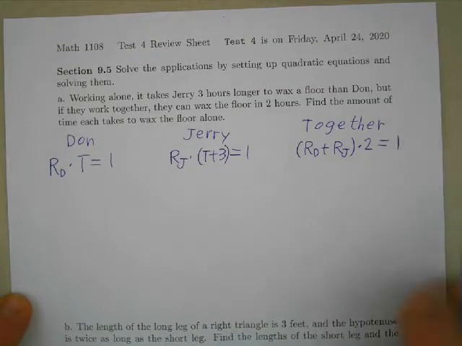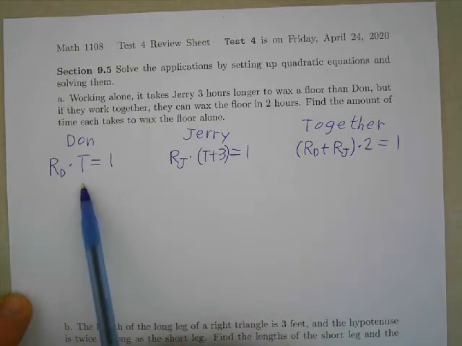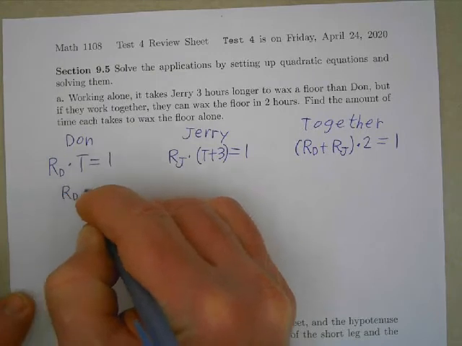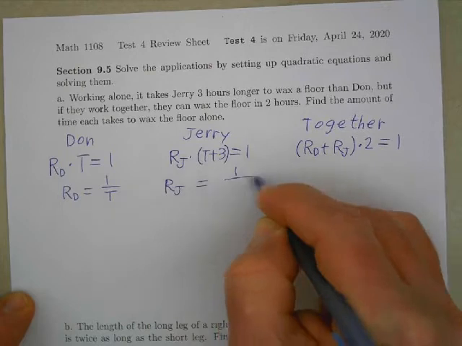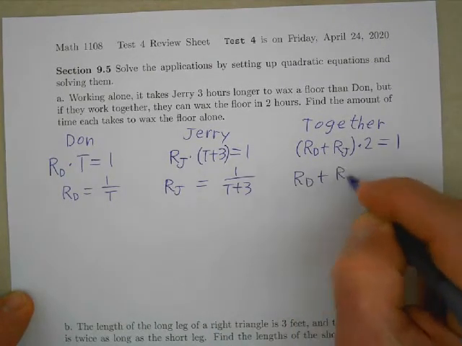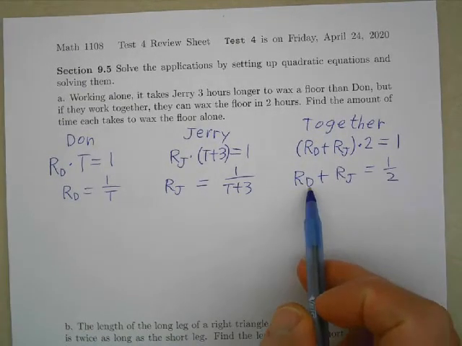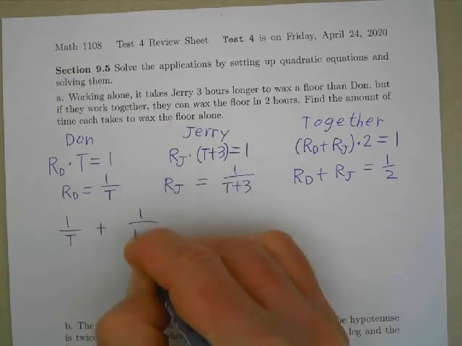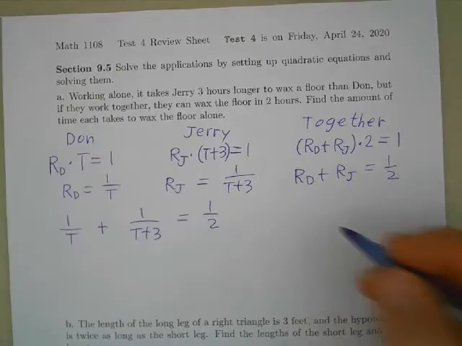waxing 1 floor. We want an equation whose only variable is T, so we're going to solve each equation for the rate. Don's rate is 1 over T. Jerry's rate is 1 over T plus 3. And Don's rate plus Jerry's rate is 1/2. So we replace Don's rate in this equation with 1 over T, replace Jerry's rate with 1 over T plus 3, and the sum of the rates is 1/2. We want to solve for T.